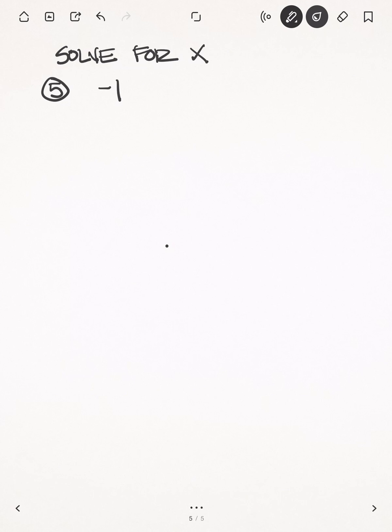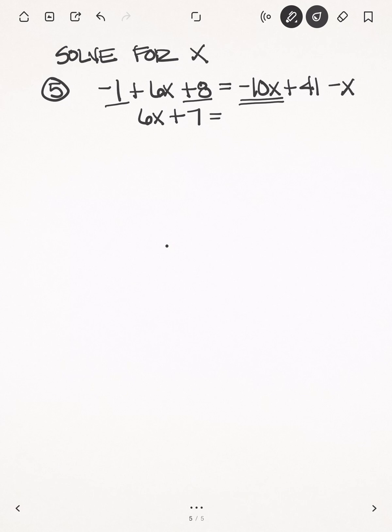If you have negative 1 plus 6x plus 8 equal negative 10x plus 41 minus x, we are just going to solve. Now we don't have any parentheses to get rid of, so we're going to collect like terms on both sides. That's our first step. So over here I have 6x, and I have negative 1 plus 8, so that would be plus 7. Equals, on the other side, I have negative 10x and a minus x. So when I add those together, I get a negative 11x. My 41 does not change.